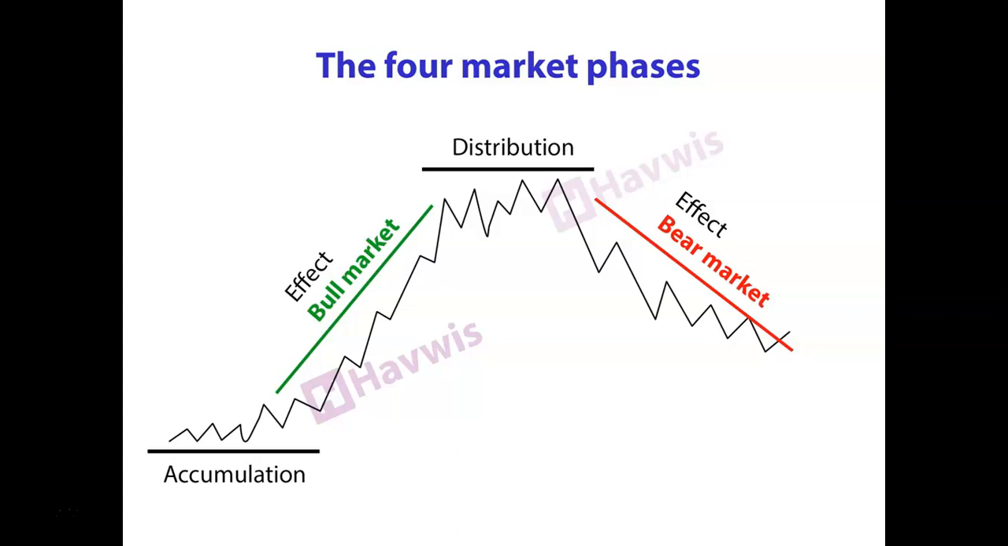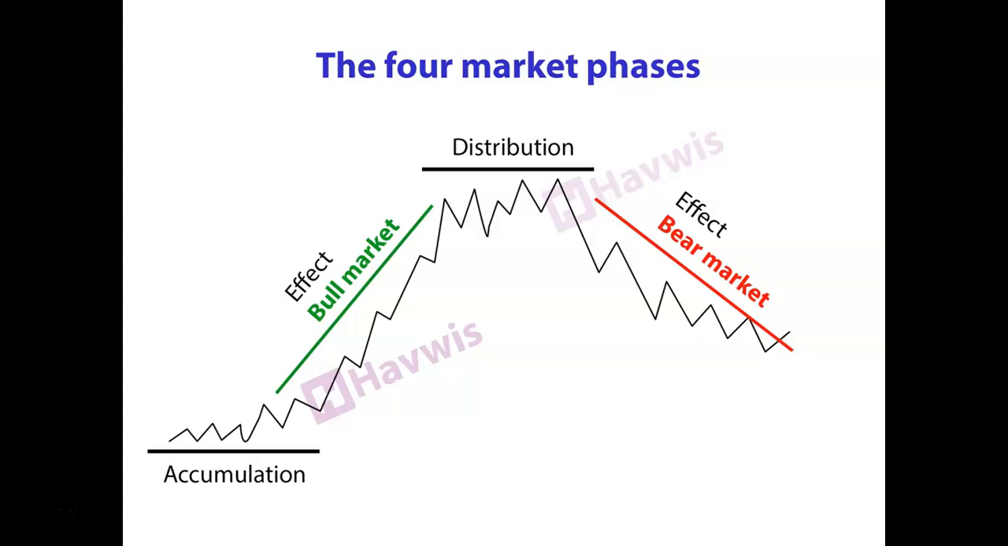So it mostly starts from the accumulation phase. Let's take for instance a new coin is listed. When a new coin or a new stock is listed, what happens? It is first in the accumulation phase, where people get to accumulate as much as possible. So that will give an effect.